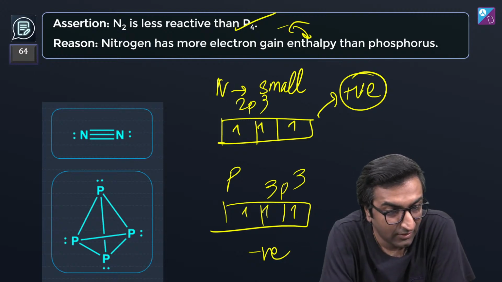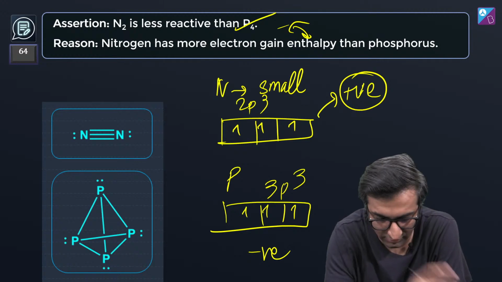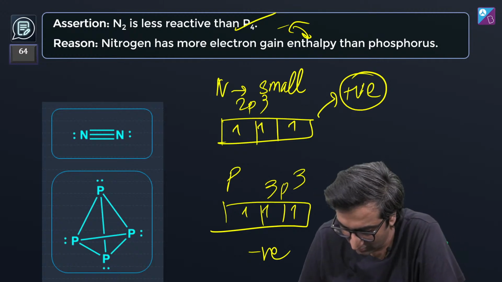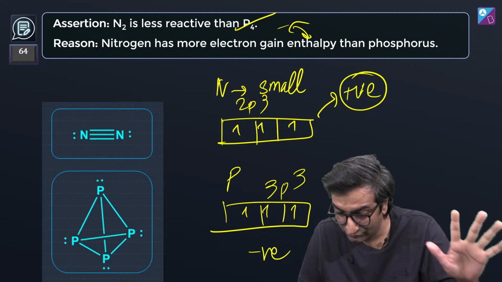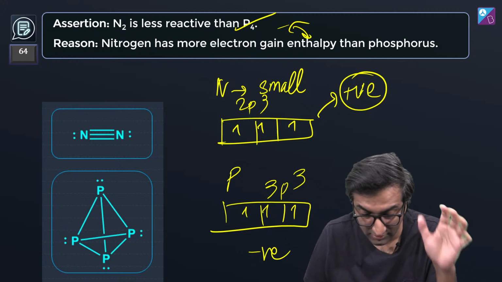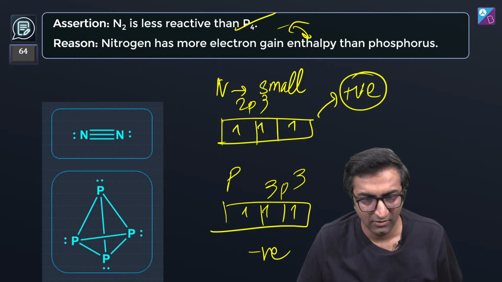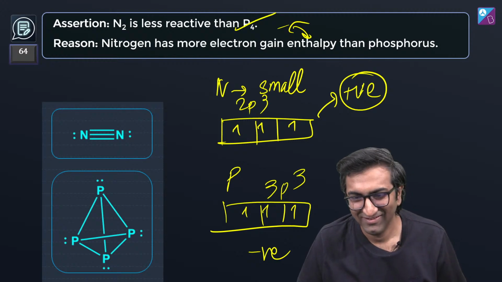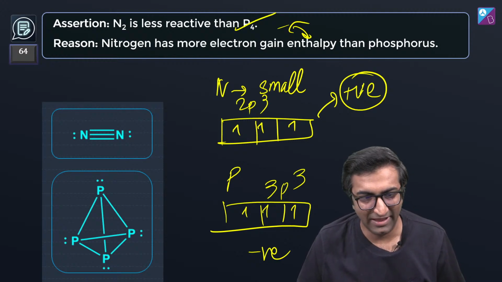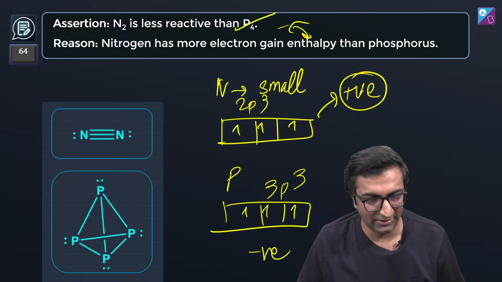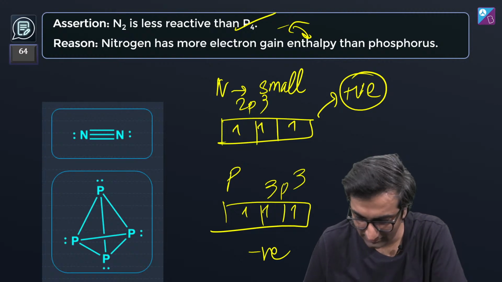A is correct, reason is wrong. Yes, thank you, everybody. Lovely. Okay, any doubts as to why the reason is wrong? Let's look at that. Electron gain enthalpy is not given here. Electron affinity, if you go, nitrogen's 7 is given. Anyway, it's a positive value. All right, sweet. Let's move on.